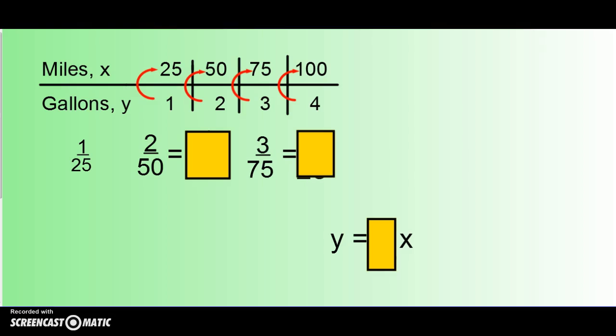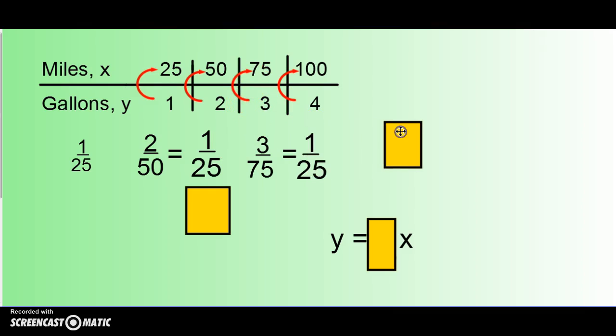All right, if you're given a table, you do it the same way, comparing your y to your x. So 1 to 25, or 2 to 50, which is reduced to 1 to 25, 3 to 75, which again you can reduce to 1 to 25. So notice this is your constant of variation, they call it, the constant of variation, and you'll just substitute that in for your equation.